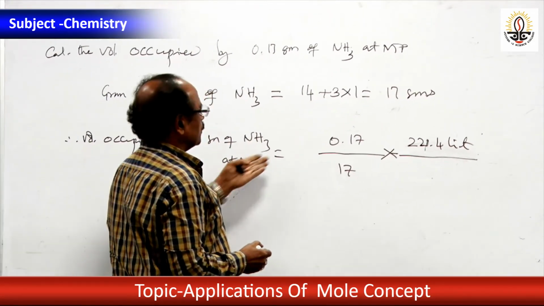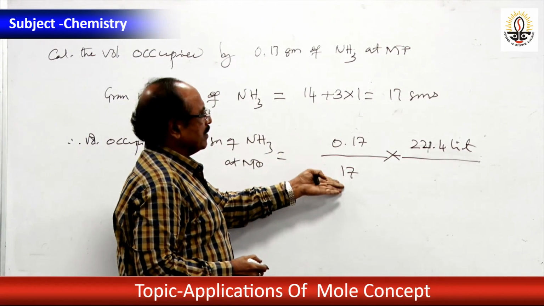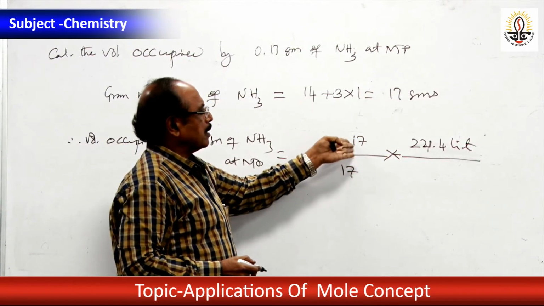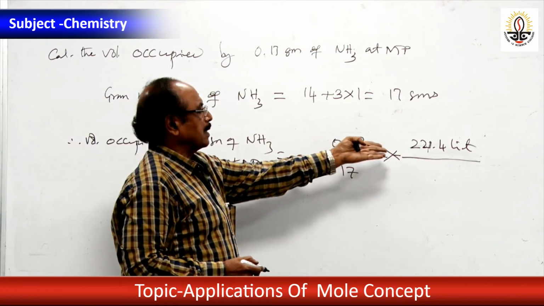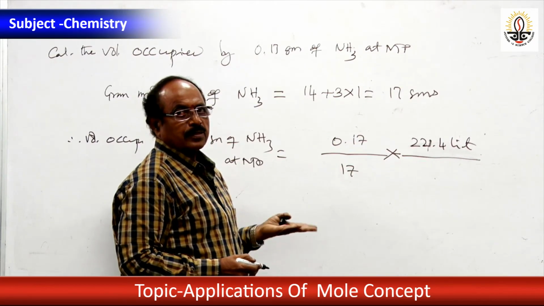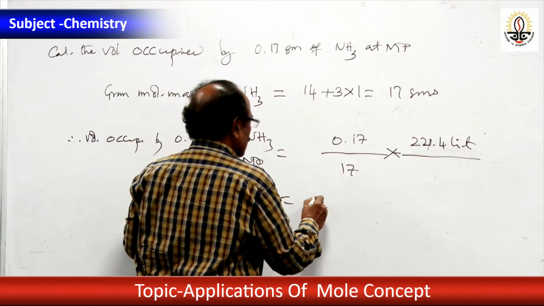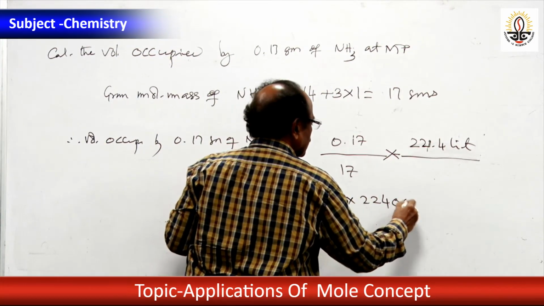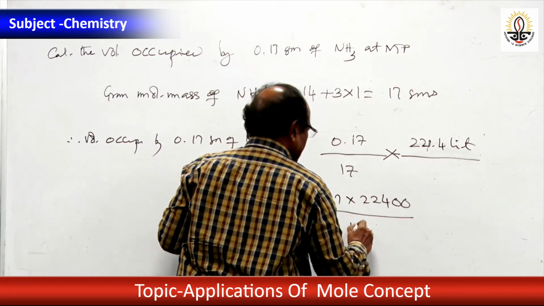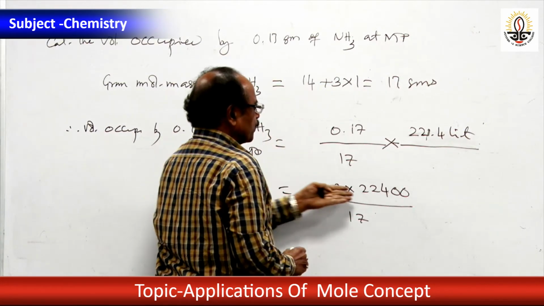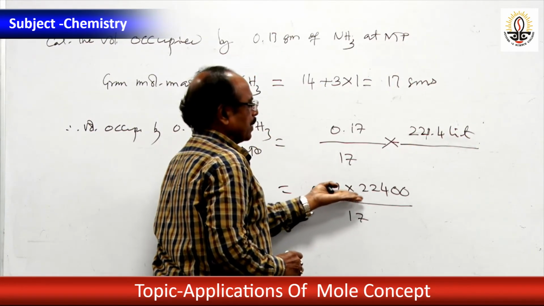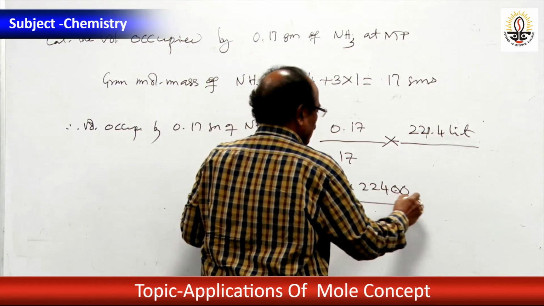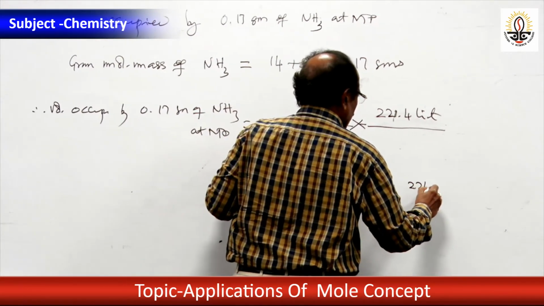So, 0.17 and 17 will cancel, and 0.01 will come. So you will get 0.01 into 22.4 liters, or you can get 0.17 into 22400 cc by 17. The two zeros will cancel here, so we will get 224 cc.